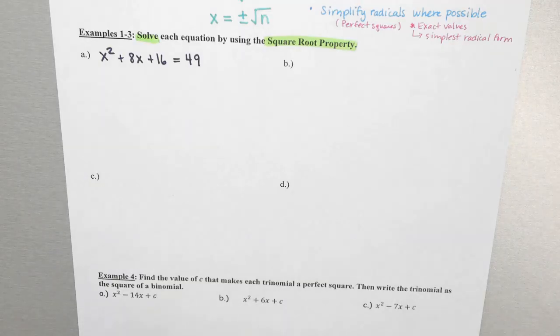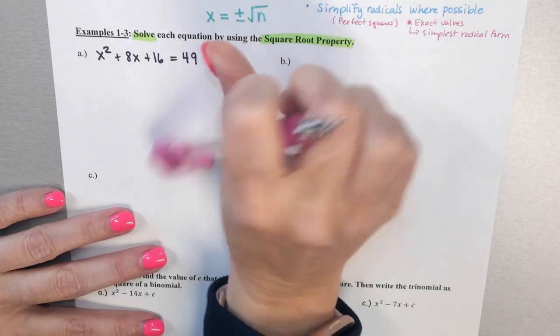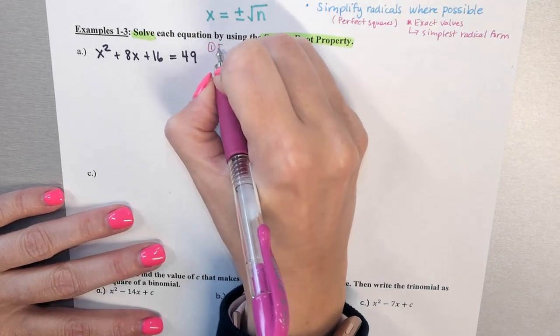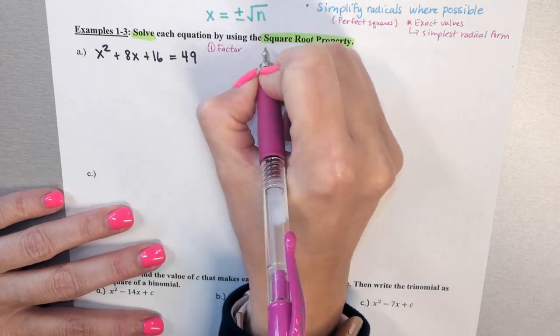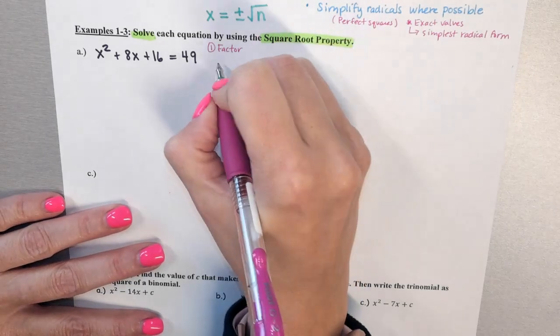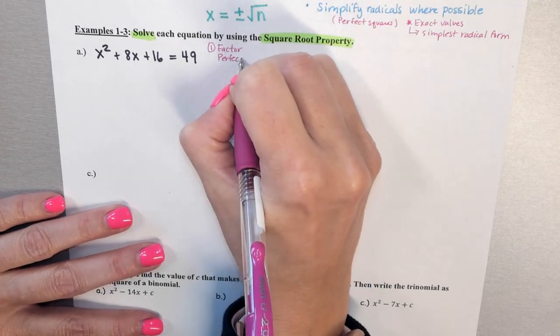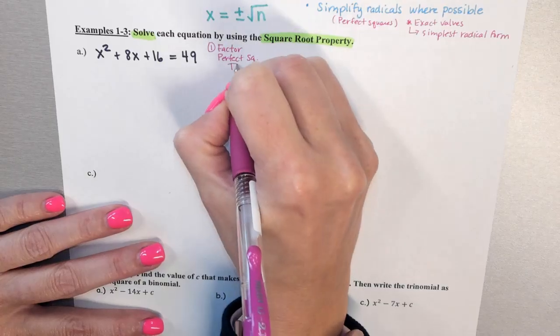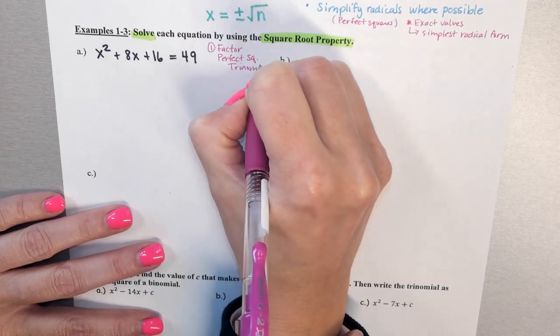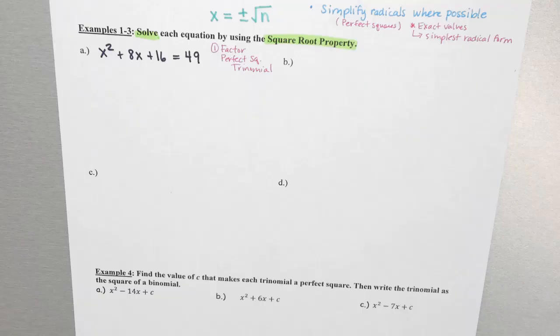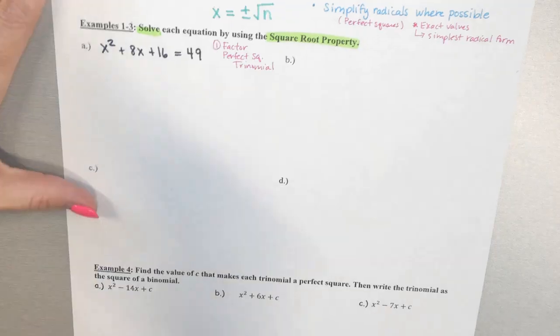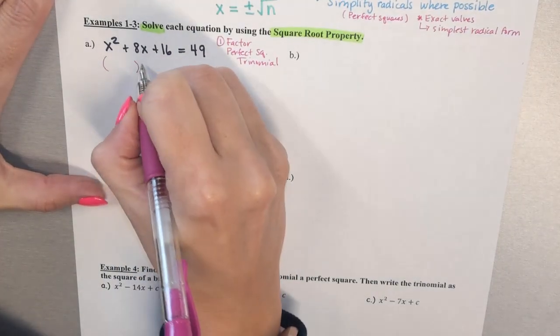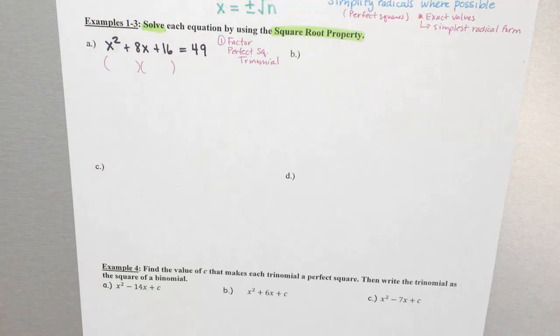Okay? So your first step for these is to factor the perfect square trinomial. So you need to recognize that when it says the square root property. So when it says solve by the square root property, the first thing I want you to do is I want you to try to factor this on the left side.